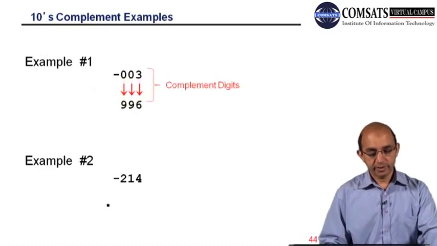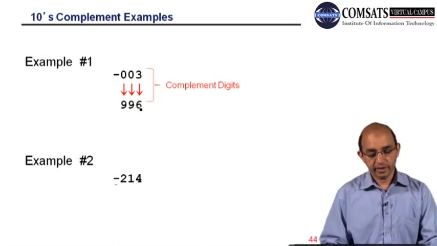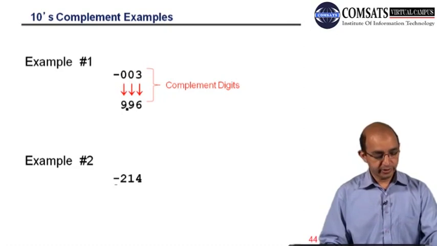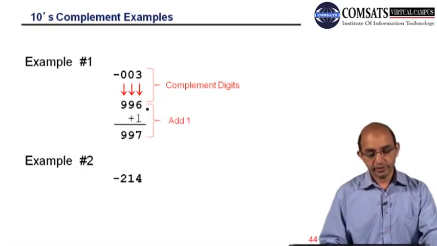So these are the examples. First we have to take the complement. I make it 9: 3 plus 6, 9, 0, 9. This is the ones complement, and then I have to add 1. So here 997, and this is the true representation.